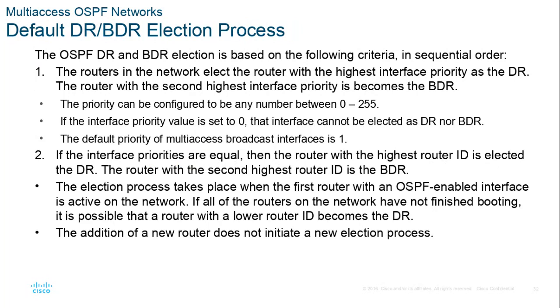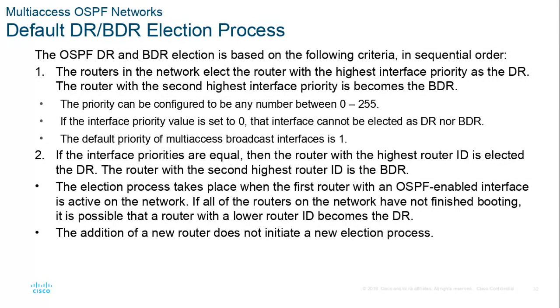So let's go through the selection process once more. It's going to be based upon the highest interface priority. I type the interface command and make it a low number, or make it a high number. The router with the highest interface priority number is going to be the designated router. The router with the second highest number will become the backup designated router. Now, if I set an interface priority value to 0, that router cannot be elected as a designated or backup designated router. If the interface priorities are equal, then the router with the highest router ID will become the designated router, and the second one will become the backup designated router.